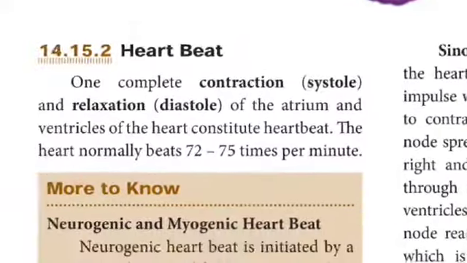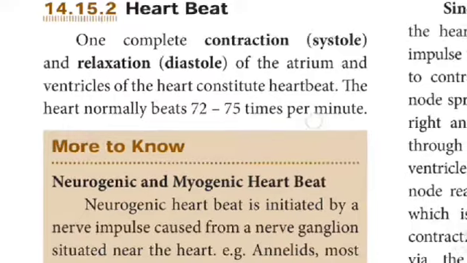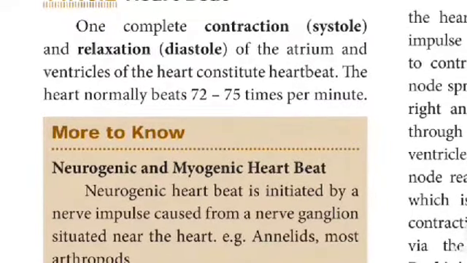One completed contraction, systole, and relaxation, diastole, of the atrium and ventricle of the heart constitutes a heartbeat. The heart normally beats 72 to 75 times per minute.